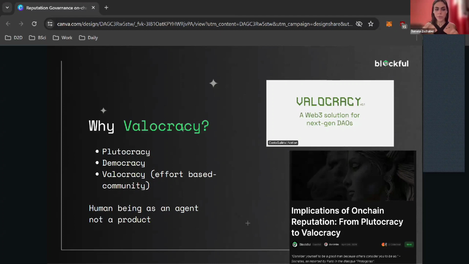And then I created in this article a trilemma about plutocracy, democracy, and velocracy. And adding the product we are building, we are going to have a plutocratic governance, but with a velocracy sauce on it. So we are going to have, for sure, whales and people with huge voting power doing big stuff, but also members without huge voting power adding their efforts and staying engaged. So velocracy is more about the human being as an agent and not as a product.